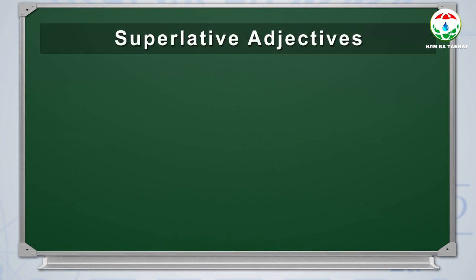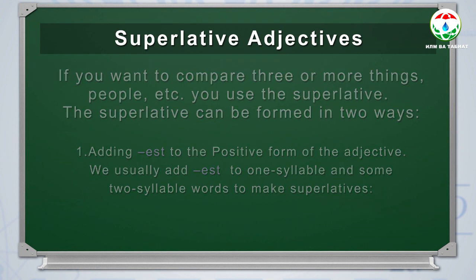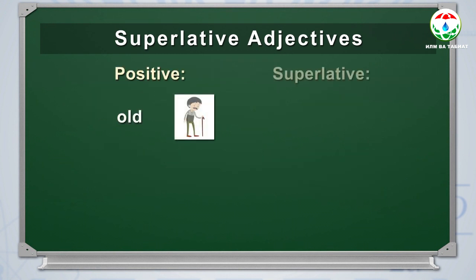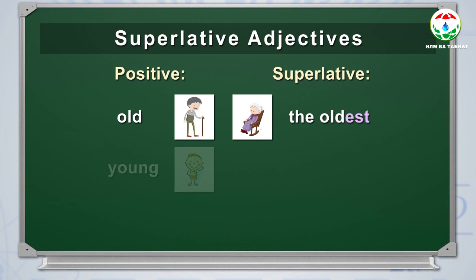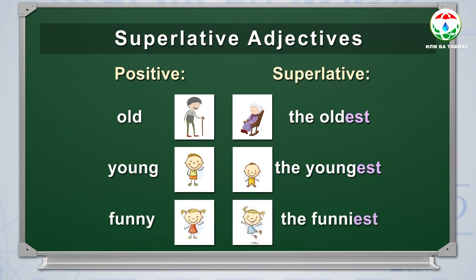Superlative adjectives. If you want to compare 3 or more things, people, etc., you use the superlative degree. The superlative can be formed in 2 ways: adding est to the positive form of the adjective. We usually add est to one syllable and to some two-syllable words to make superlatives. Example: positive old, superlative oldest; positive young, superlative youngest; positive funny, superlative funniest.